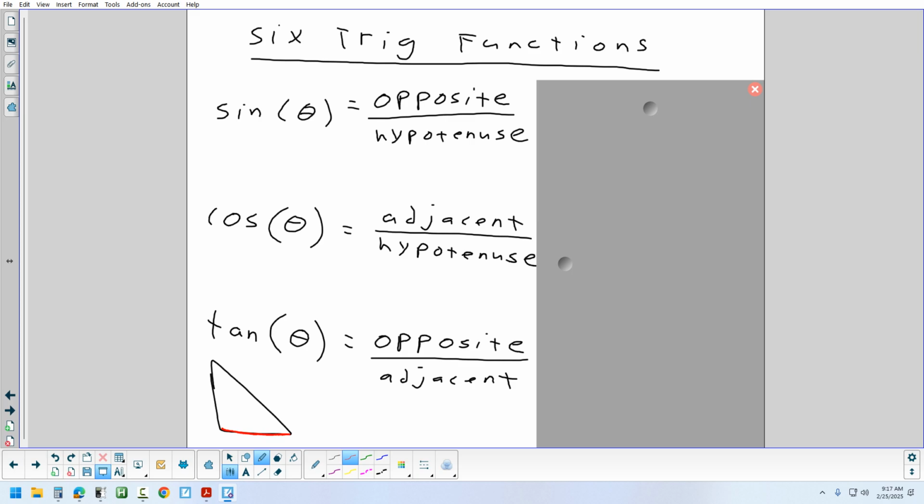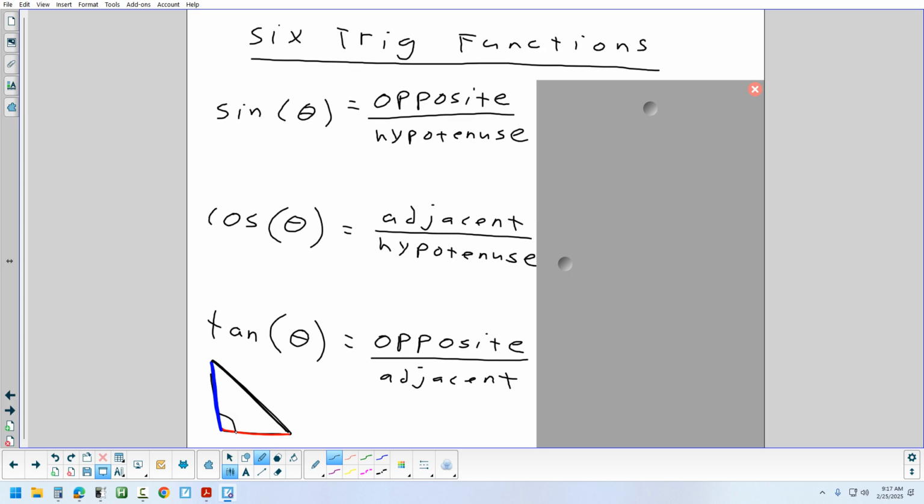And the reason that we need 6 different trig functions is because if you look at the 3 sides of that triangle, you have a red, a blue, and a black. There are 6 different ways that you can divide those 3 sides. You can divide red over blue, blue over red. There's 2. Blue over black, black over blue. There's 2 more. And then black over red and red over black. Those are the 6 different ways you can pick the 2 sides and divide them.